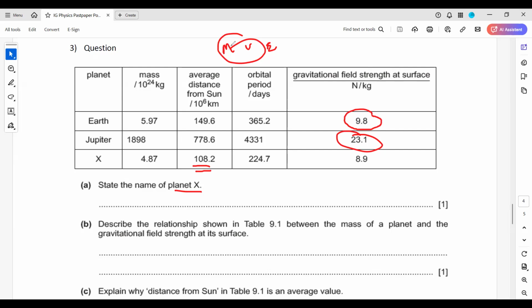Mars or Venus. No, it cannot be Mars. Mercury, Venus, Earth, Mars. We have Mercury, Venus, Earth, then Mars is there, so it cannot be Mars. It could be Venus or Mercury. If you compare the distance approximately, Venus is the right answer for this.